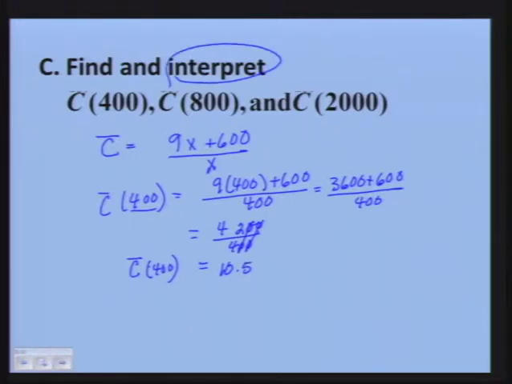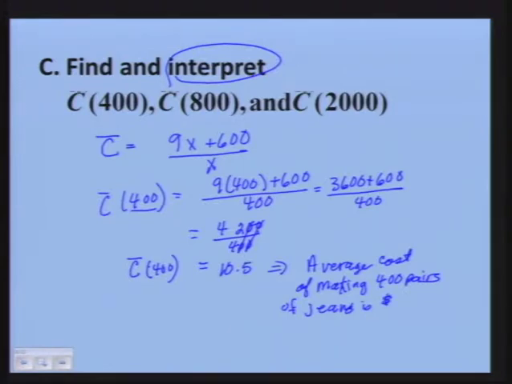We need to interpret it now. That implies that the average cost of making 400 pairs of jeans is $10.50. The average cost, let's say per pair. The average cost per pair of making 400 pairs of jeans is $10.50.